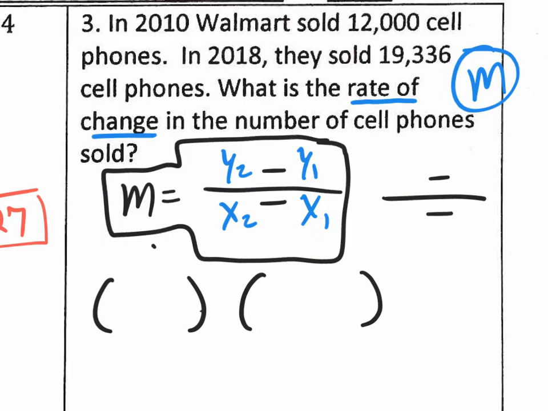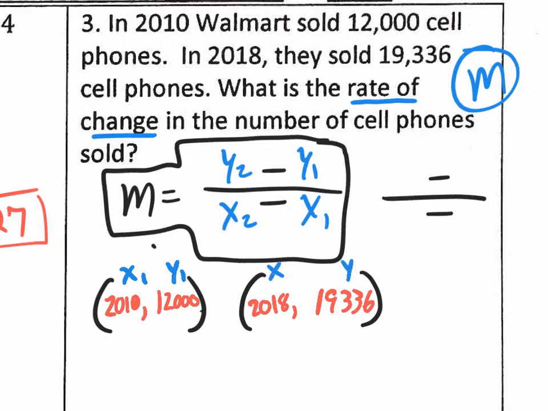Not only that, whenever you're dealing with an x, y value, x is usually always time, okay? So let's make an x, y value here. The x value is 2010, and the y value is 12,000. And for the other coordinate, what's the other coordinate going to be? 2018, and the y value? 19,336. Okay, so we have our x, our y, that's our first point. This is our x and our y from our second point.